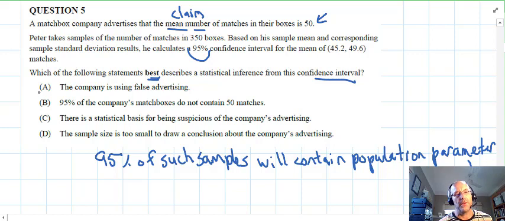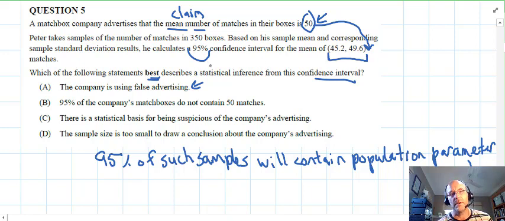The first one here, the company is using false advertising. Now, maybe some people have cause to say that, but it's not actually something we can conclude. What might lead people to think that is if we look at the confidence interval and the claim is outside of that confidence interval. It's above 49.6. But that can happen.